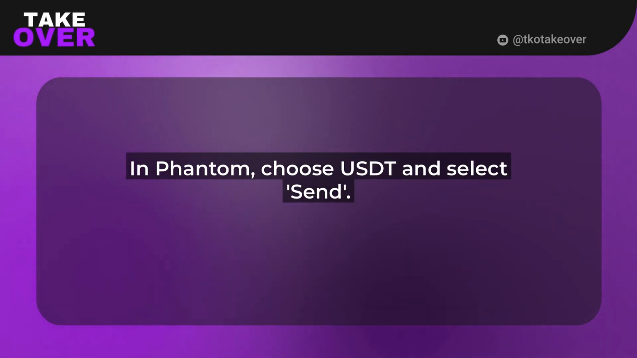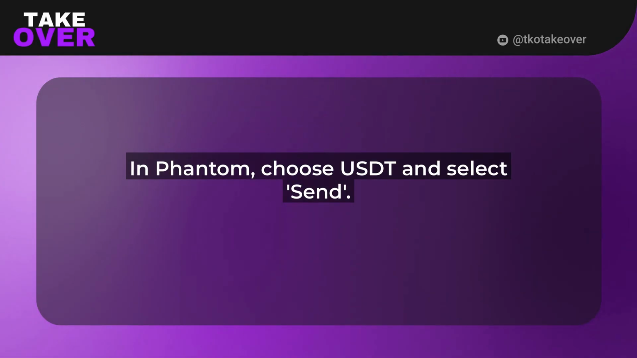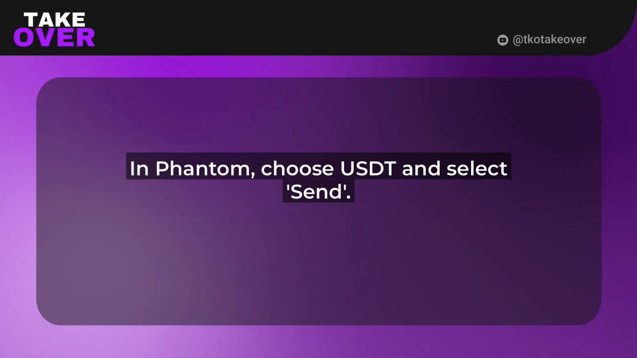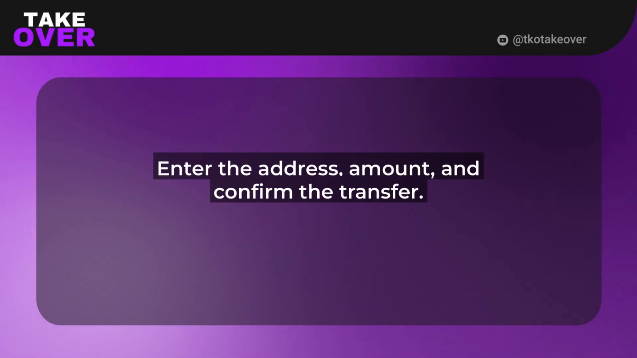Okay, back to Phantom. Open your wallet, select your USDT balance, and hit the Send button. You'll need to paste the deposit address you copied from Bybit. Enter the amount you want to transfer. Remember, leave a little extra for network fees. Review everything carefully: the address, the amount, and the network. Once you're confident, confirm the transaction.